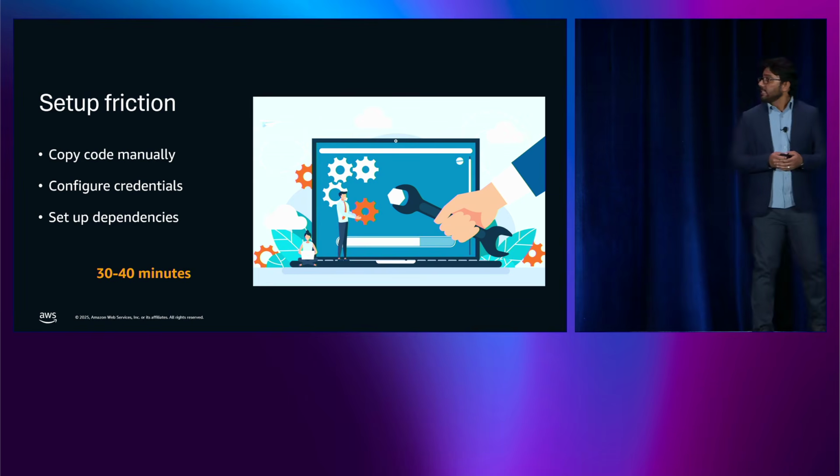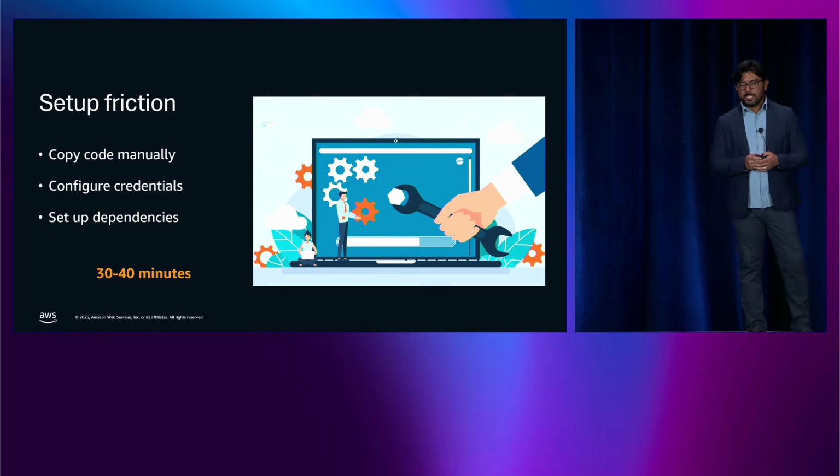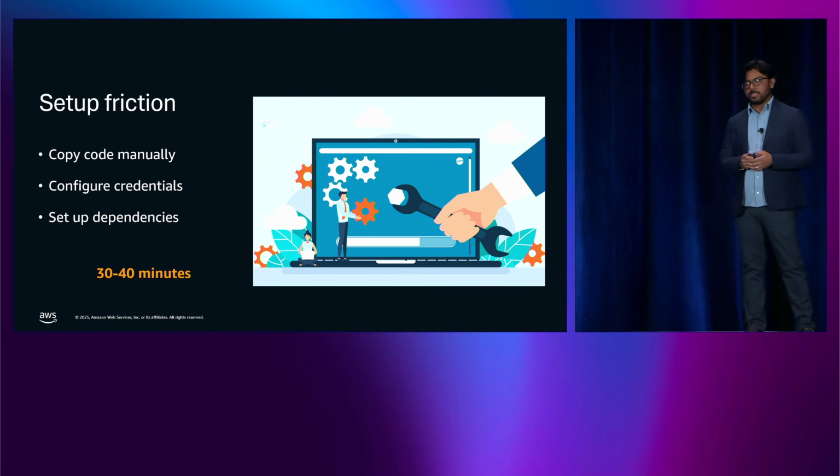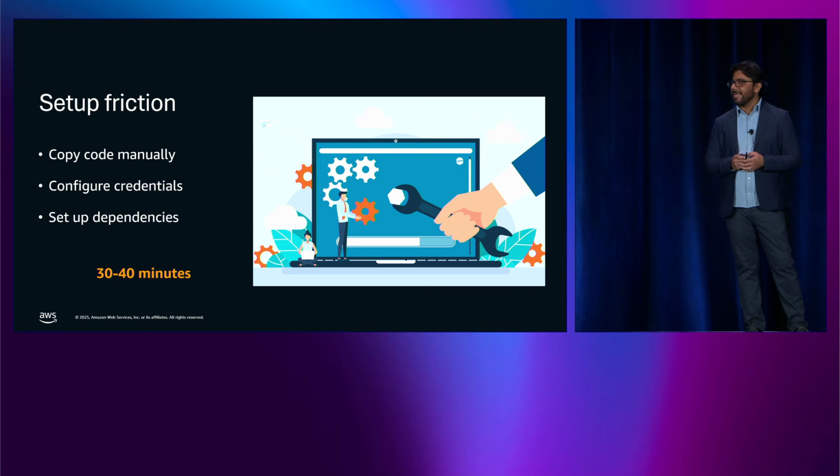The first challenge is setup friction. Today, setting up a local development environment for Lambda can take 30 to 40 minutes. That too, if we are being generous. You need to find and install the right set of tools, manually copy code, configure credentials, and set up dependencies on your local device. Now, this creates a significant barrier in getting started with building on your local device. And a major chunk of this effort needs to be repeated every time you create a new application.